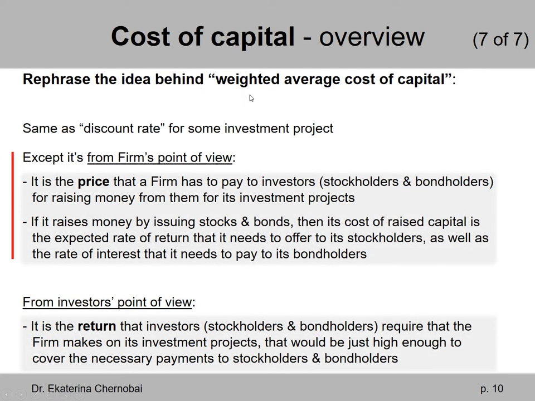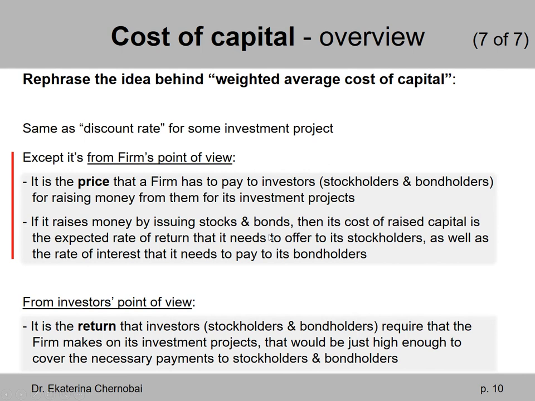Let me rephrase the idea behind the weighted average cost of capital. Essentially, for the first time in this class, we are looking at things like dividends that the investors receive who are buying shares of stock, or coupon payments that the investors who are buying bonds receive. We are looking at those from the point of view of the firm, rather than from the point of view of the investors. So, from the firm's point of view, the cost of capital is the price that the firm has to pay to stockholders and bondholders for raising money from them for its investment projects. So the firm needs to pay dividends, the firm needs to pay coupon payments on bonds, right?